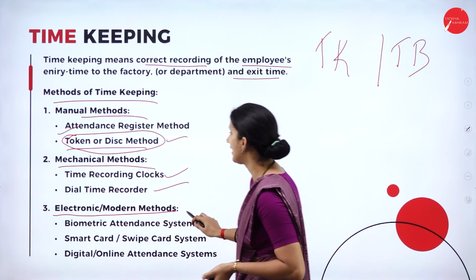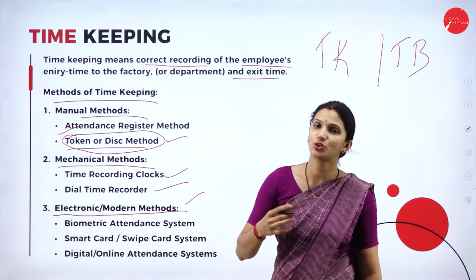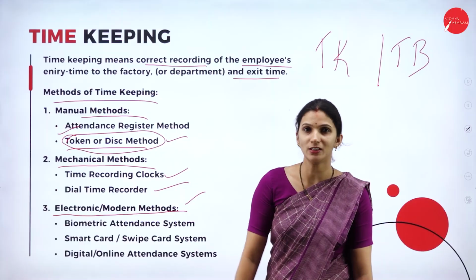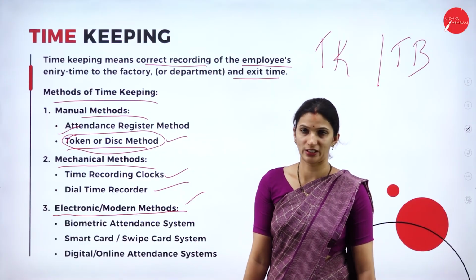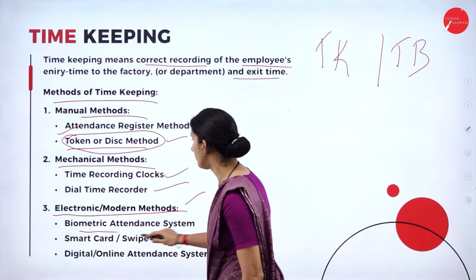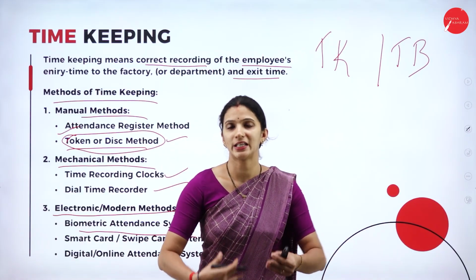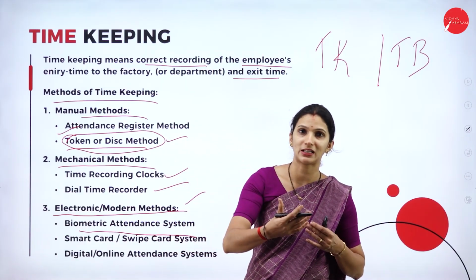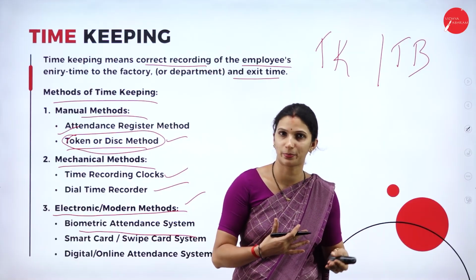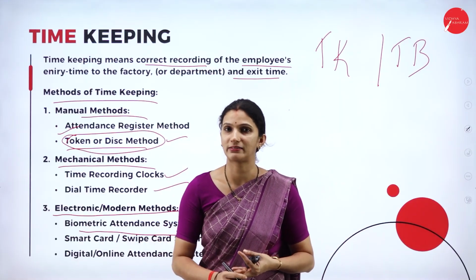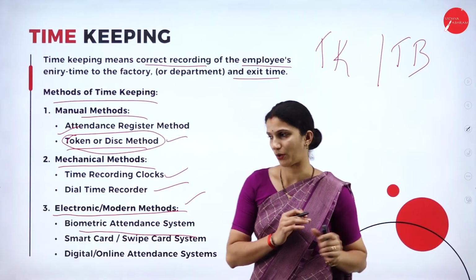And the third one is the electronic, the modern method. That is the method that we can see in modern times, in today's time. Here we have the biometric attendance system. Automatically, when an employee arrives, the system recognizes his face or fingerprints, and then his entry time or exit time is recorded.